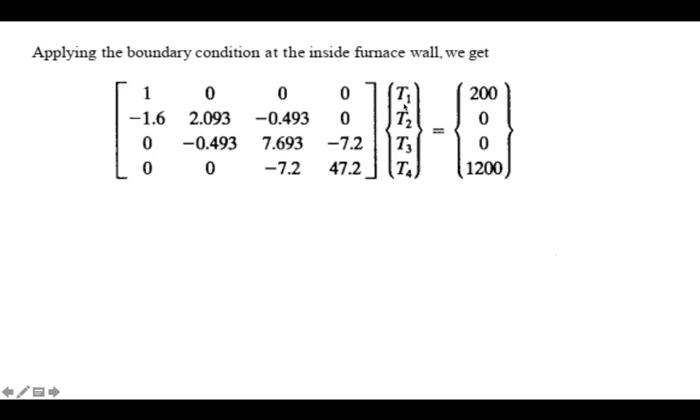Since the condition is given, T1, the inside oven surface temperature, is given as 200 degrees Celsius. When we do the matrix multiplication, it goes like 1 into T1, 0 into T2, 0 into T3, 0 into T4 equals 200. So this will satisfy T1 equals 200 degrees Celsius. To make T1 equal to 200 degrees Celsius, we are making these three terms 0 and the first term 1. The rest of the terms will remain the same.